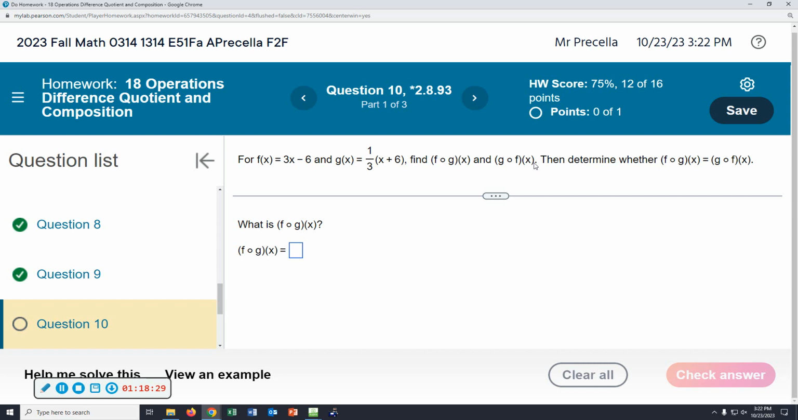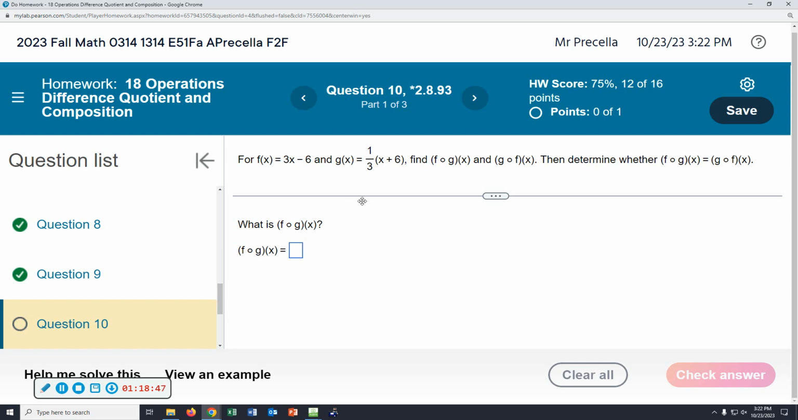That's what we've been doing. But look, they have another question. Determine whether f composed with g of x is equal to g composed with f of x. So there's one extra step on these two problems, 10 and 11. You're going to have to look at the final answers and see, are they equal?